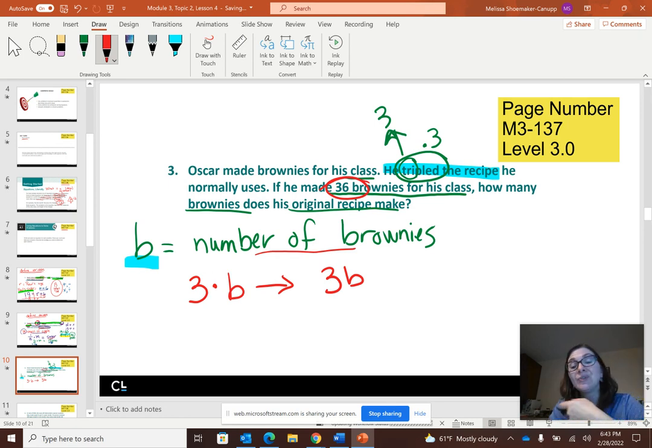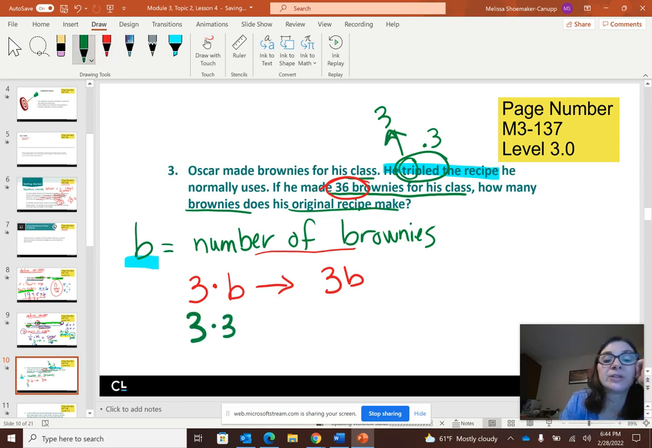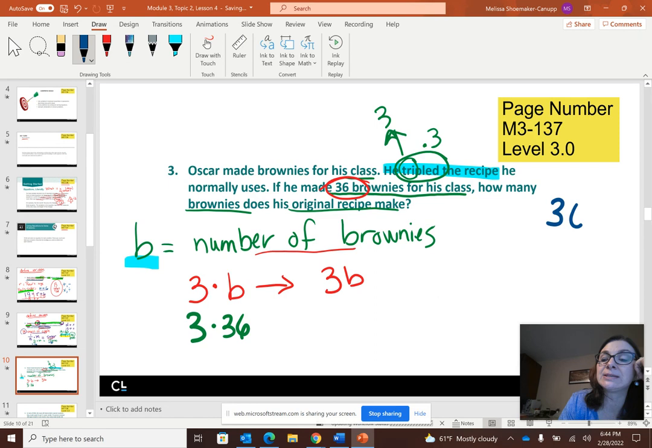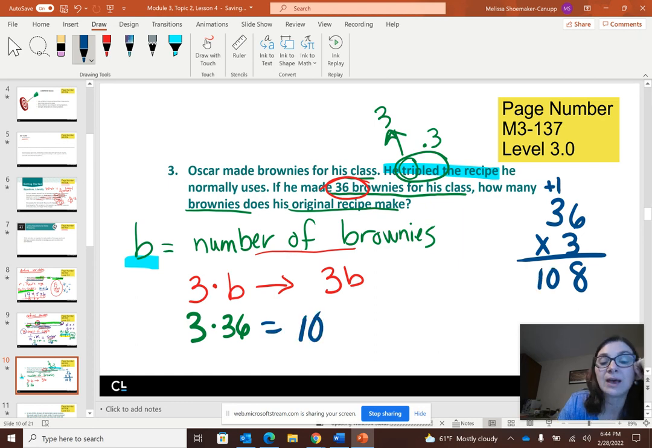36. So now we just have to do the math. So 3 times B is going to be 3 times 36. And we can work that math right over here. I'm going to change to blue so you guys can see my train of thought. We're multiplying. 3 times 6 is 18. Carry the 1. 3 times 3 is 9. Plus the 1 is 10. So they have 108 brownies in that recipe.